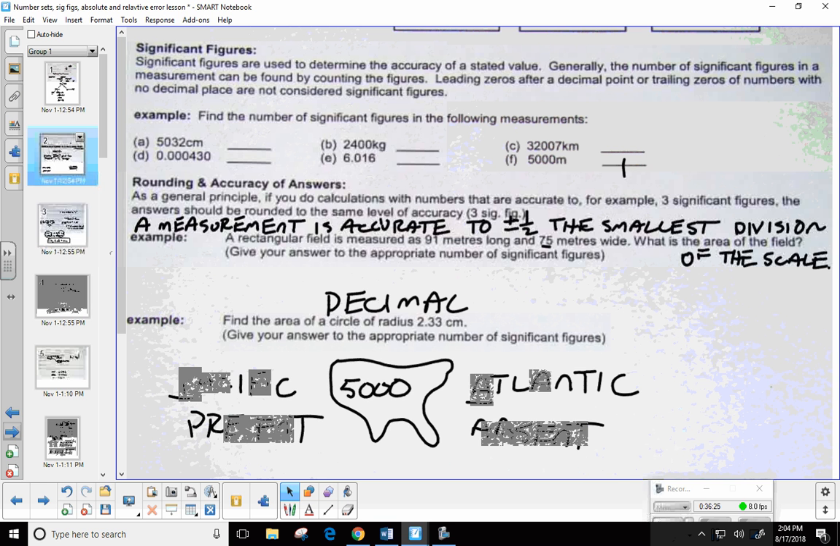Let's take a look at A, 5,032. Is it present or absent? Absent, so I'm going to start counting from the right, but the last digit is a non-zero digit. Now, if you come across a 0 in the middle, if it's between two non-zero values, you still include that. So this one would be 4. Okay. 2,400 kilograms. That's 2 sig figs. No decimal, we started on the right. See how easy that makes that?